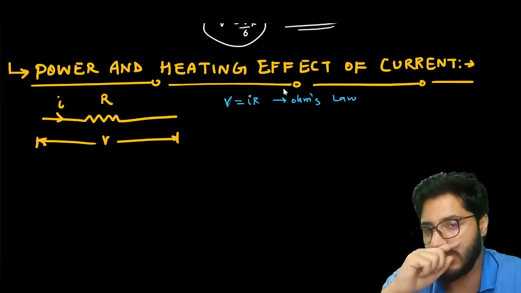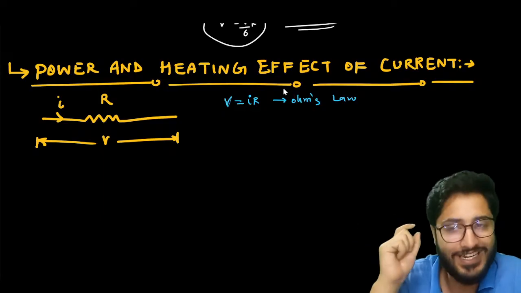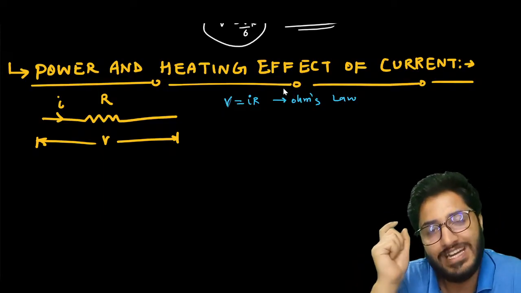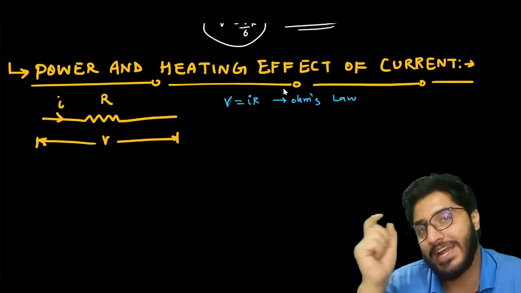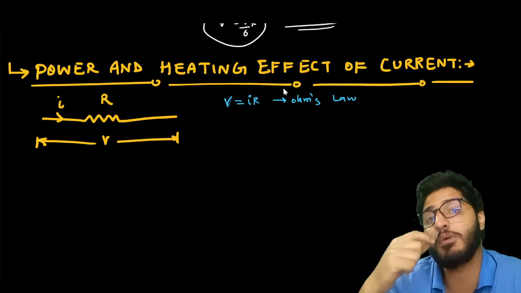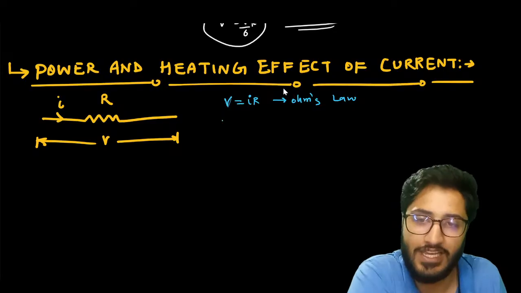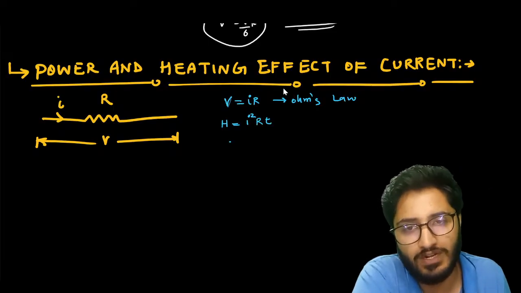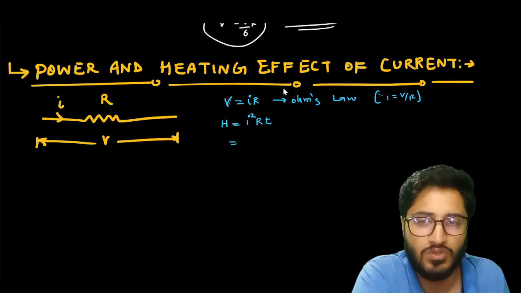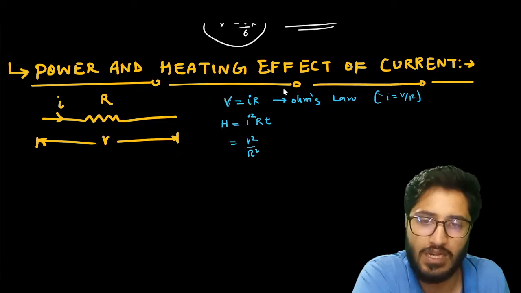So what Joule stated is that if a charge flows through a resistor, due to the resistance property the charged particles get opposition, and due to that opposition there is a loss of energy in the form of heat. So you will write heat. Heat is an energy and it is equal to I square into R into T. Or, from Ohm's law, I is equal to V by R, so you write V square by R square into R into T. R cancels out, so H comes out to be V square by R into T.